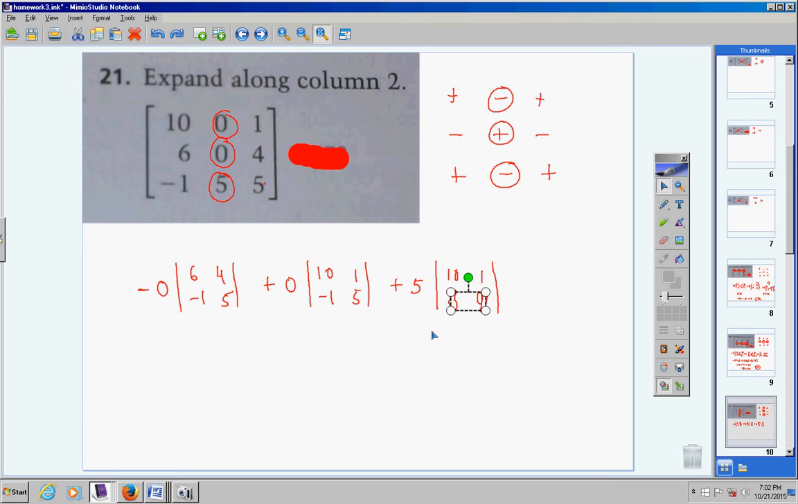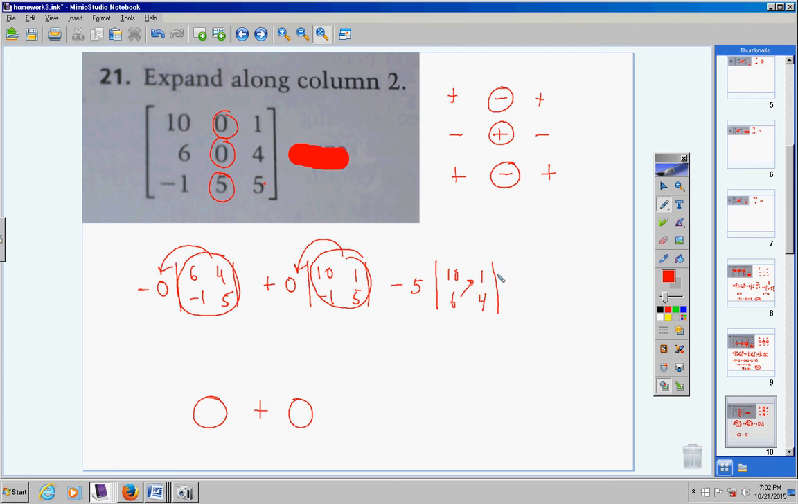Good. Now we don't have much work to do, because I don't care what this determinant is, we're going to multiply it times 0, which gives us a 0. I don't care what this determinant is, whatever it is, we're going to multiply it times 0, which would give me a 0. Now this one here, I do care about, because I don't have a 0 here.